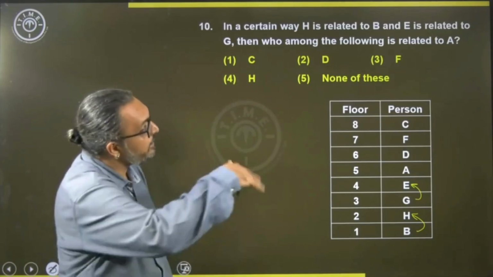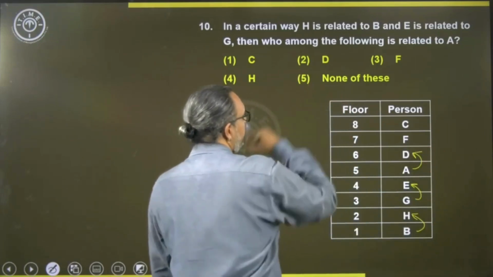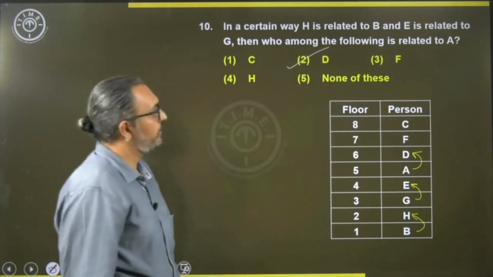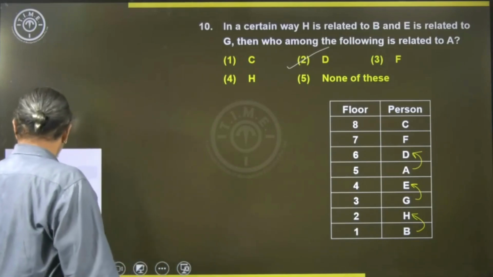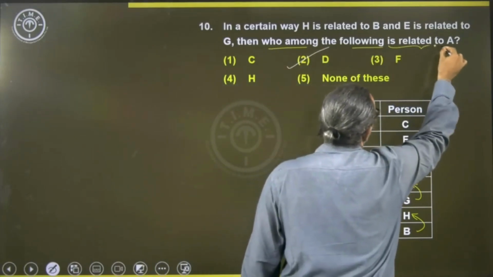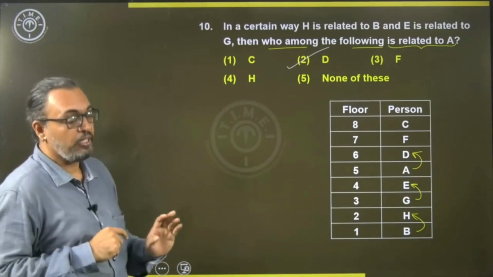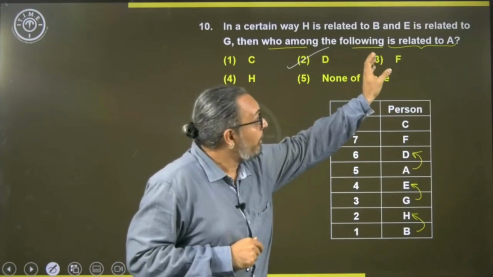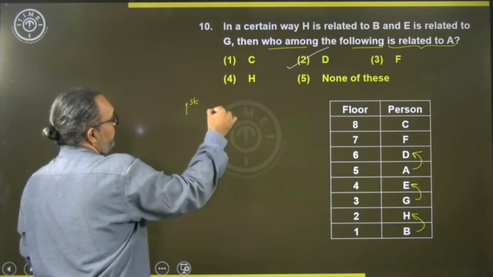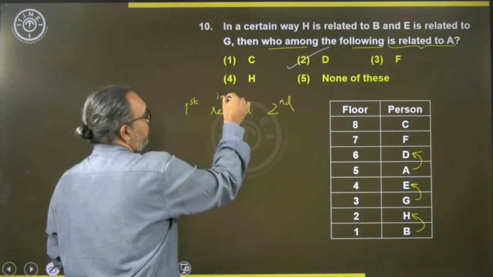Then who among the following is related to A? So who is E related to A? Our answer is going to be D. And D is available in option 2. Understanding the point? So here sometimes the question can also be given like this. See, our question is who among the following is related to A? So there is a person given before related and a person given after related, and according to our question, a person before related is to be found out. So first related to second is immediate above. That was the relation we had.